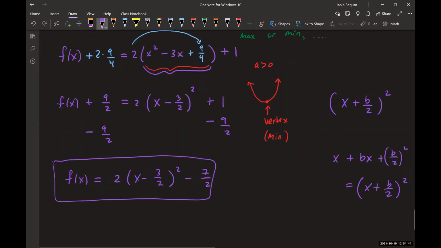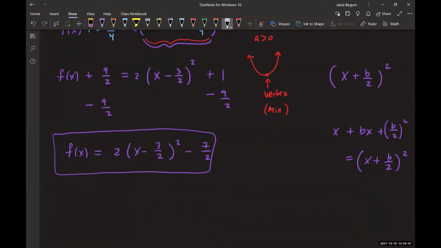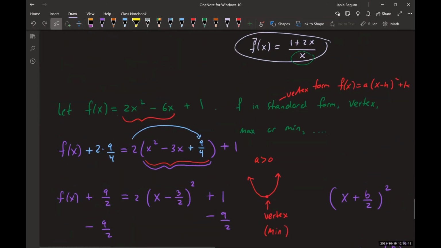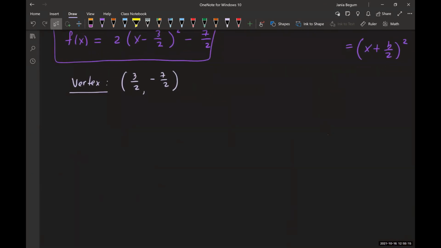Okay, now let's go ahead and identify the vertex. So what's the vertex for this parabola? The vertex will have x coordinate 3 over 2 and y coordinate negative 7 over 2. Right? This is the x coordinate and this is the y coordinate. Now, as we mentioned, it's a minimum. So if I do a rough sketch, we know the y-intercept is 1, so it's probably here. Then 3/2 and -7/2.